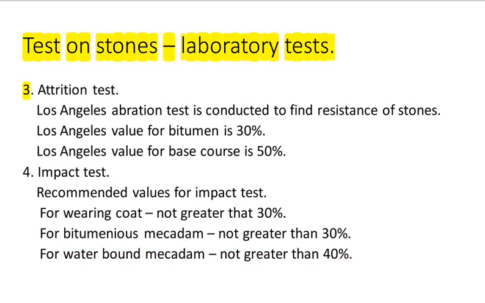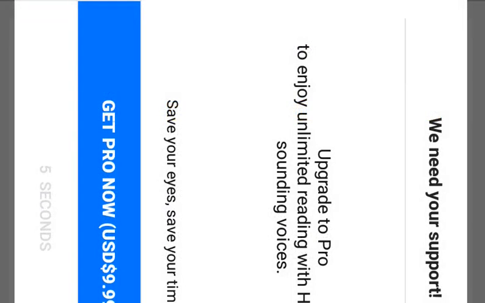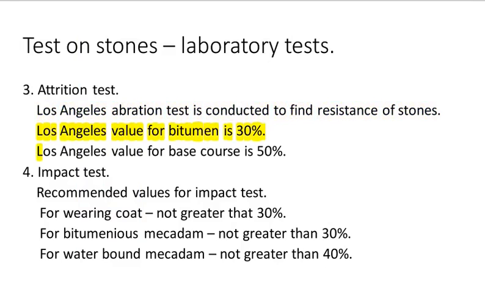Tests on stones. Laboratory tests. 3. Attrition test. Los Angeles abrasion test is conducted to find the resistance of stones. Los Angeles value for bitumen is 30%. Los Angeles value for base course is 50%.